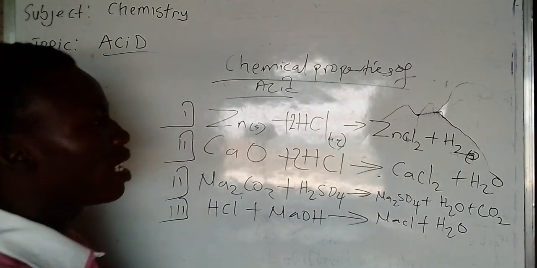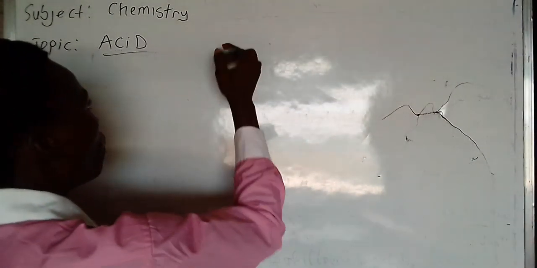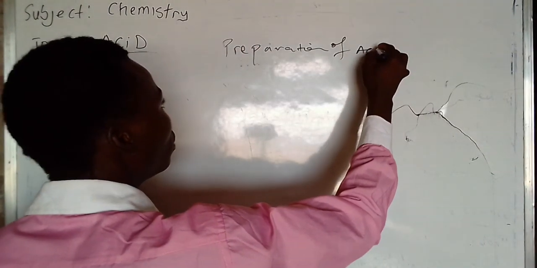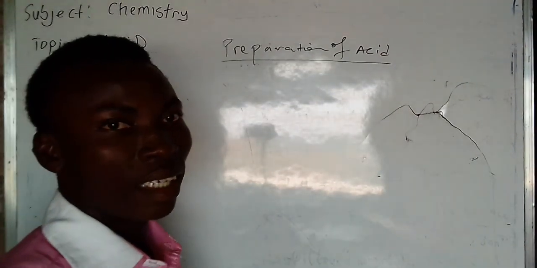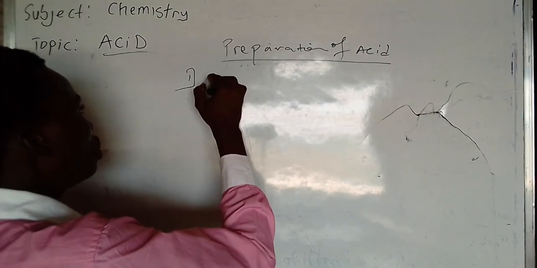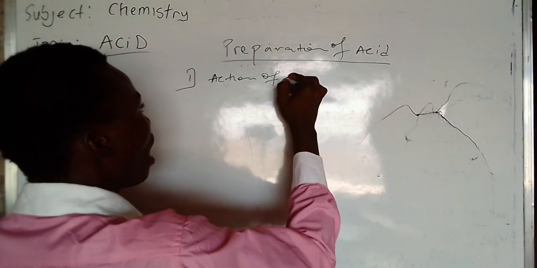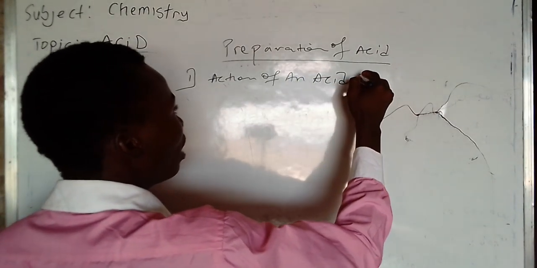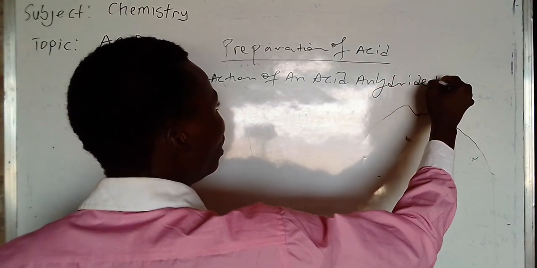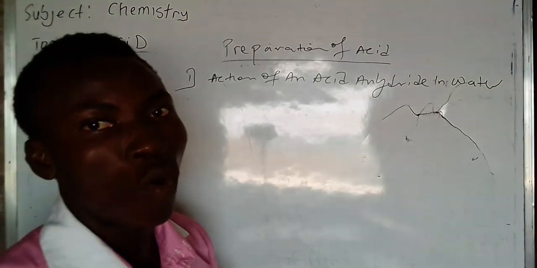Now, all this mentioned are the chemical properties. Now, let us look at preparation of acid. We can prepare acid in the following way. Number one is action of an acid anhydride in water.